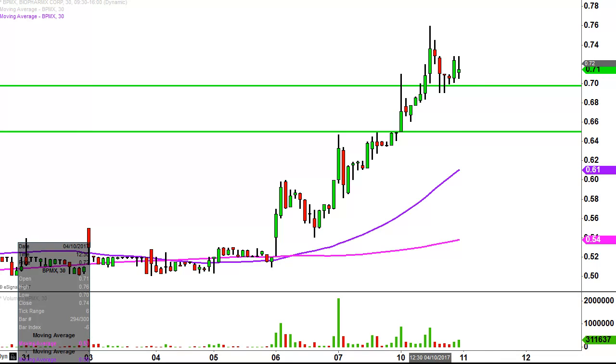Taking a step back, looking at the big picture of things, as long as the price remains above this purple line here, the 50-period simple moving average, which is going to continue to move upwards, then from the overall perspective, the bulls are in full control.